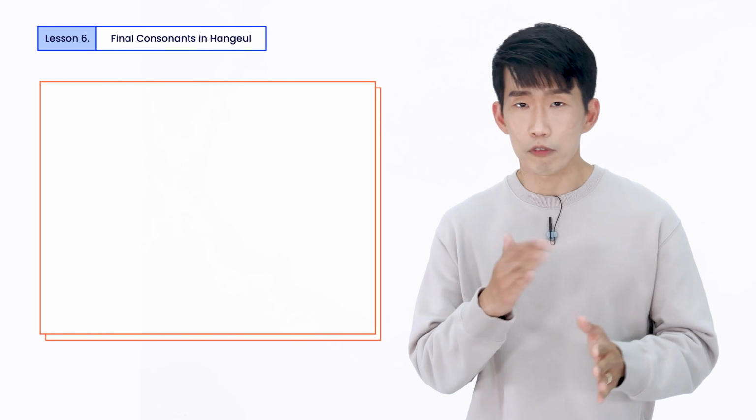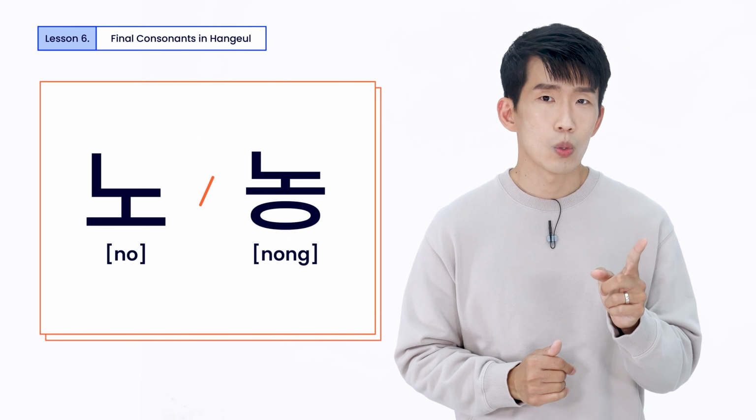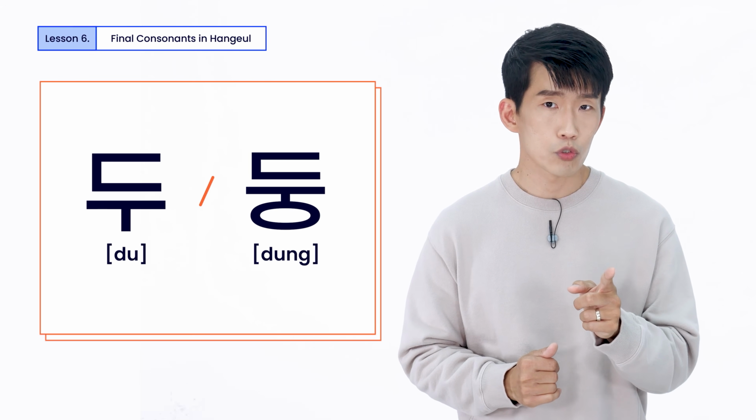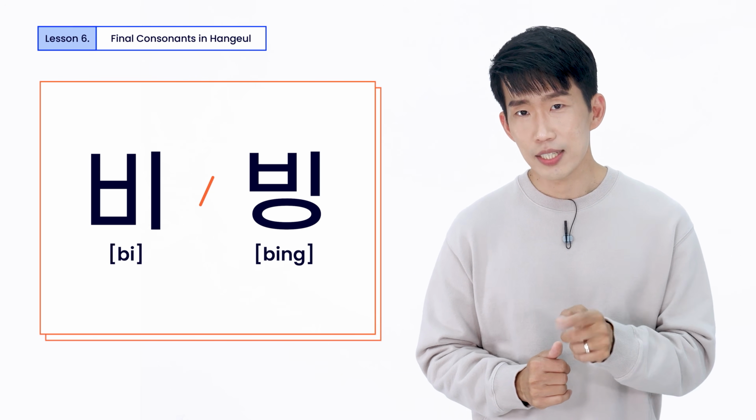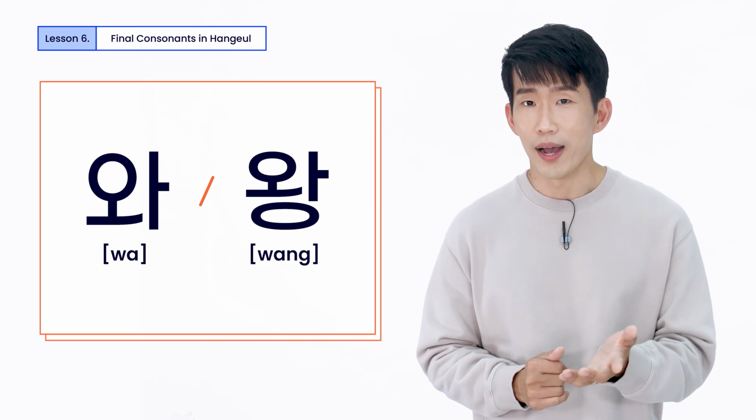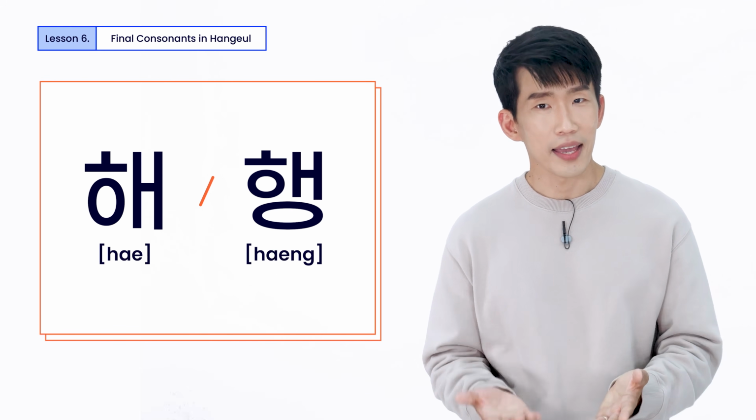Let's try reading all of these together. 노, 농, 두, 둥, 비, 빙, 와, 왕, 해, 행.